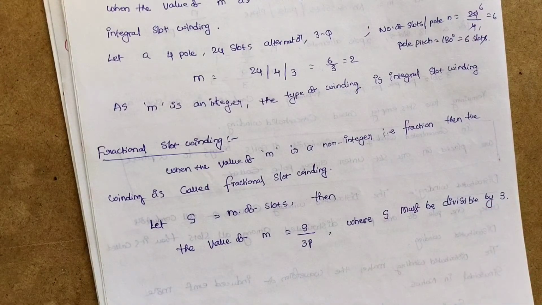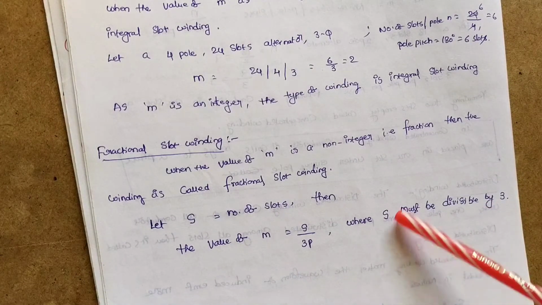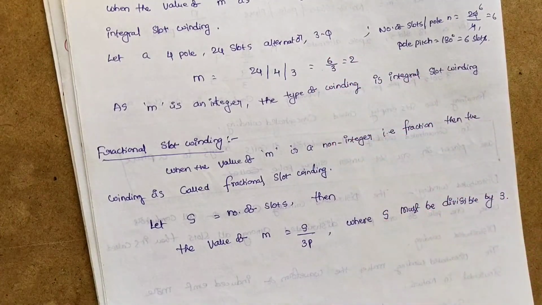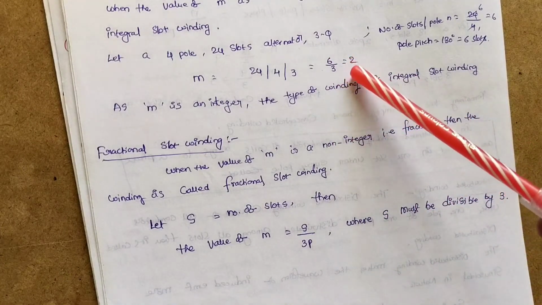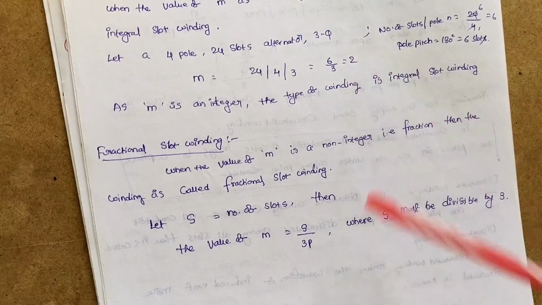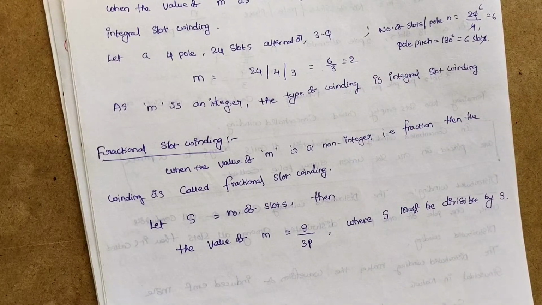If the value of m is a fraction, that is, non-integer, it is known as fractional slot winding. If m is not equal to 2 and is a fraction like 2.5, then it is fractional slot winding. We are mostly using fractional pitch windings, short pitch windings.